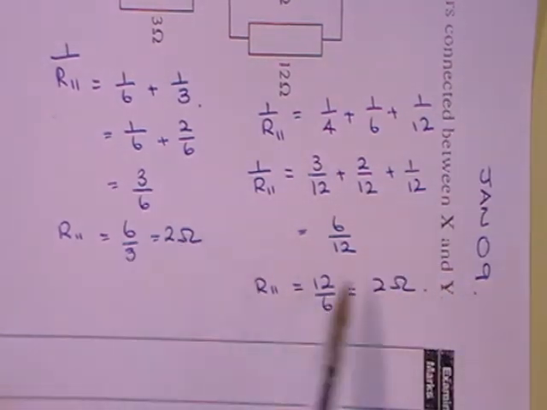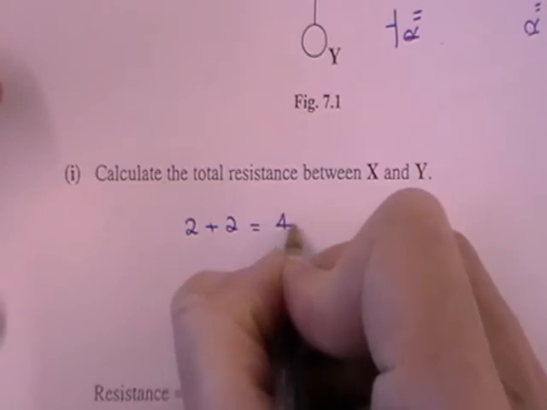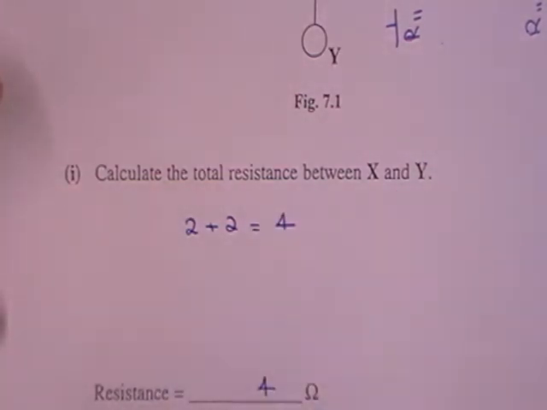So we've got a total of 2 and 2, and therefore when we finish off the total resistance between X and Y, 2 plus 2 is equal to 4. And the total resistance is 4 ohms.